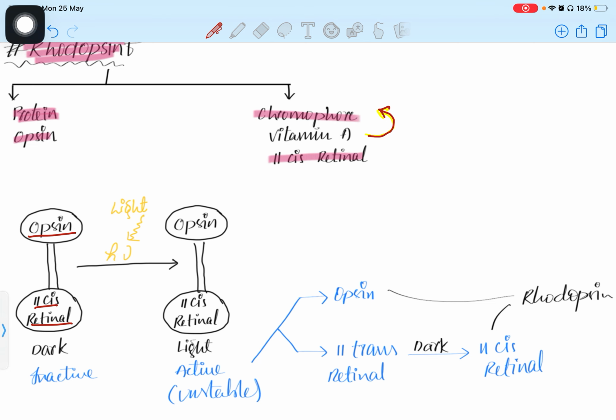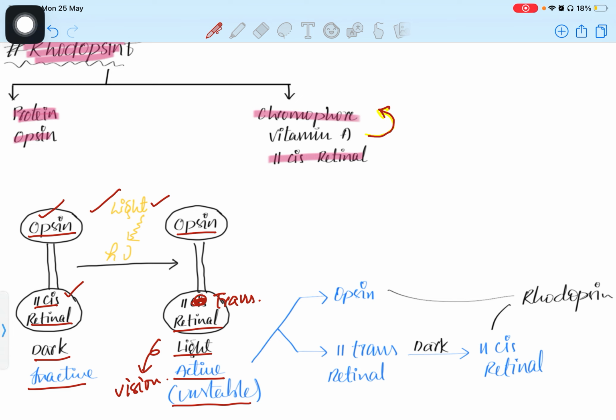You can see here the opsin and the 11-cis retinal are present. They are attached to each other in the dark, inactive condition, meaning there is no light, so they are inactive. Whenever light falls on the GPCR receptor, the opsin stays the same, but the 11-cis converts into 11-trans. So the 11-trans forms in this condition, when light is present, and they become active and unstable. Because of this, we will get the vision. Are you getting my point?